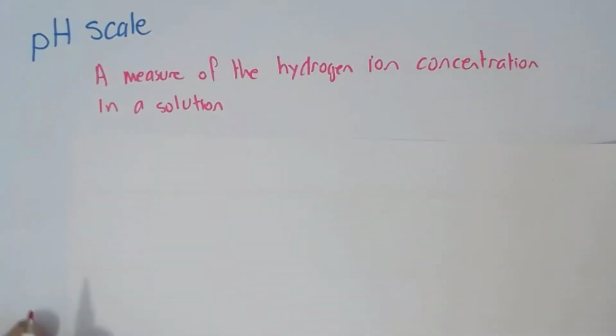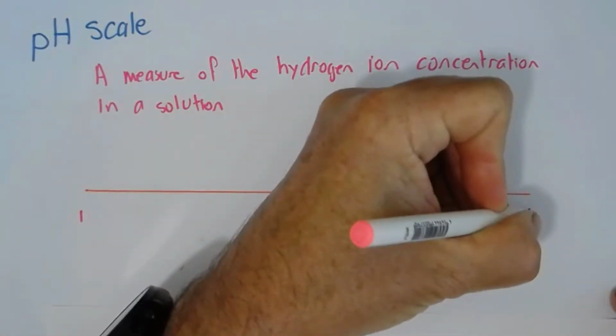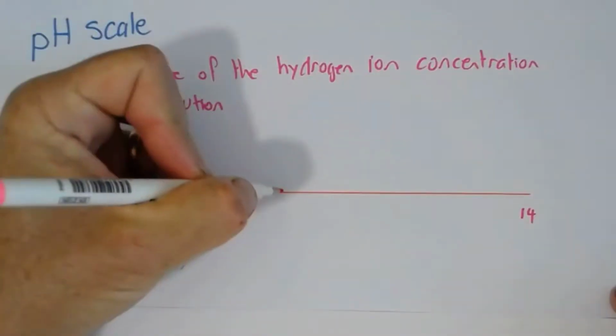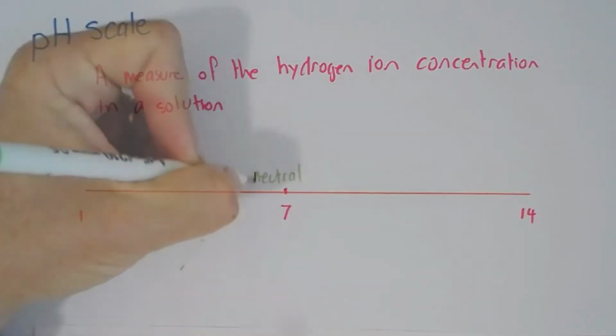The pH scale is a measure of the hydrogen ion concentration of a solution. It's a scale from 1 to 14, with the middle at 7 being neutral. So a neutral pH means it's neither an acid nor a base, it's neutral.